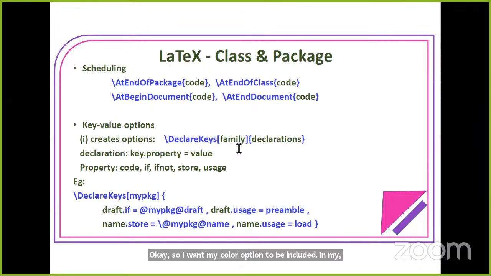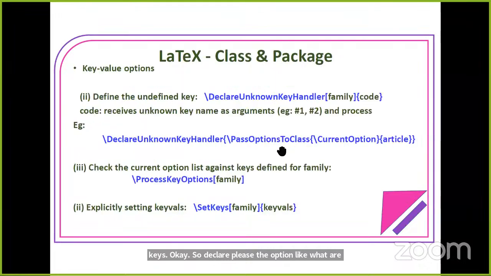Then what I will do is create some user defined options. User defined options are created using this declare keys. With declare keys, I provide the options and some declarations. After declaring, there are some other declarations, like if a key is not known, how to define it. I'm not going to detail that, so let me skip those things.